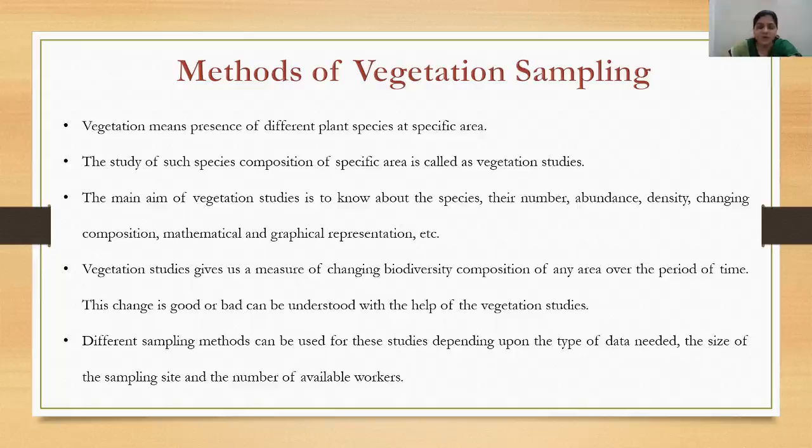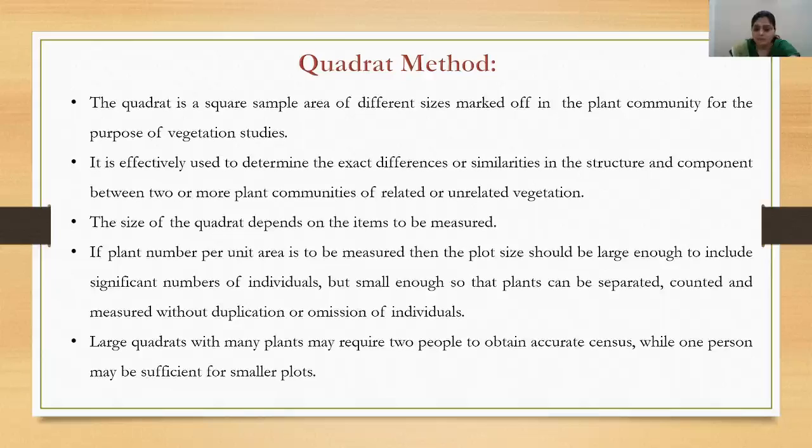This change, obviously, may be good or it may be bad, and this can be better understood with the help of vegetation studies. For studying the vegetation, different sampling methods can be used, depending upon the type of data we need, the size of the sampling site and the number of available workers. There are various methods for vegetation sampling, out of which the first method is the quadrat method.